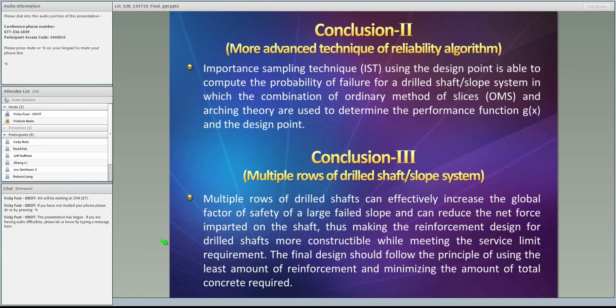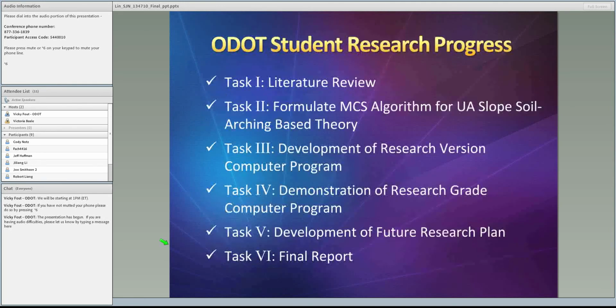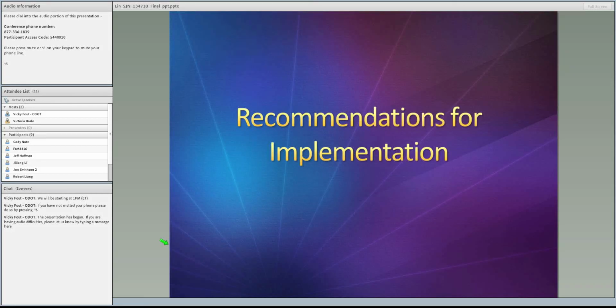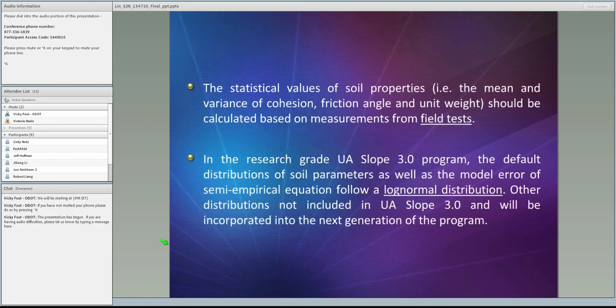of field tests. Second one is, in the UASLOPE 3.0 program, the model errors and also the soil parameters are using a lognormal distribution. We didn't include other distributions. So maybe other distributions will be included in the next generation of the UASLOPE program.